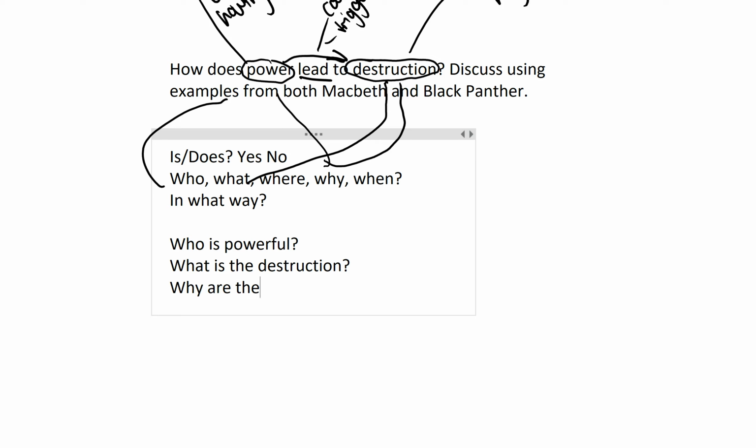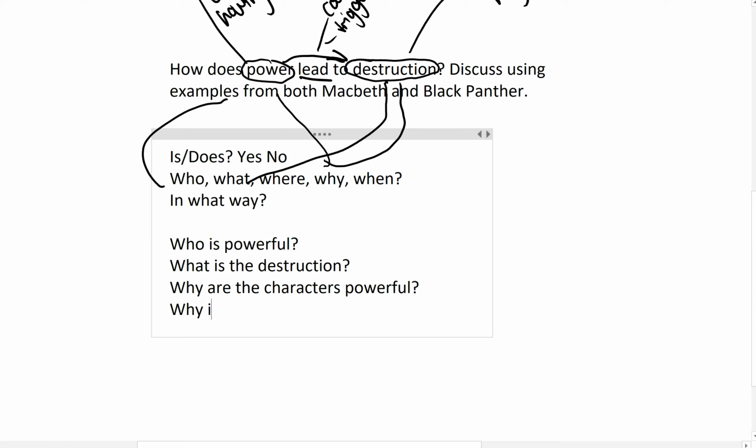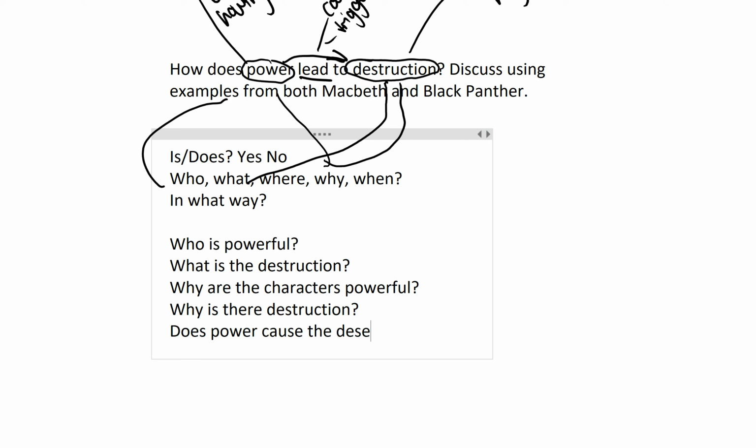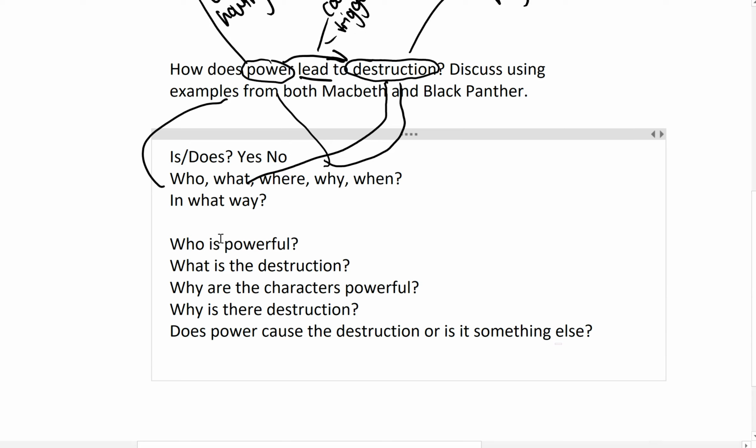Why are the characters powerful? Why is there destruction? Okay. Then, does power cause the destruction? Or is it something else? Okay. Does anything good come from having power?